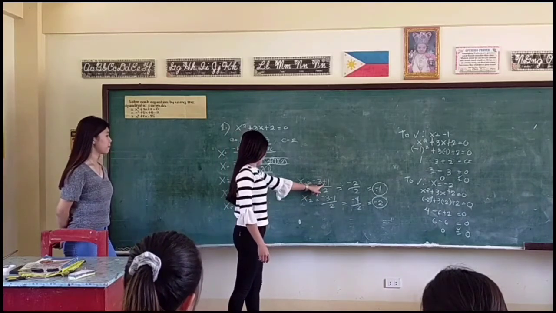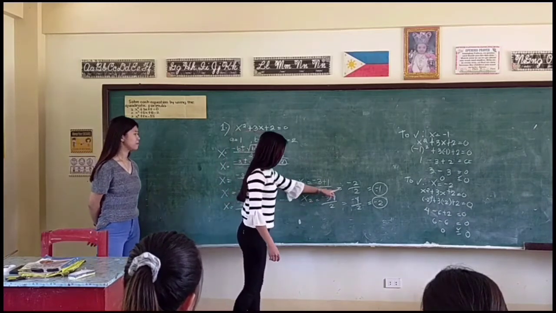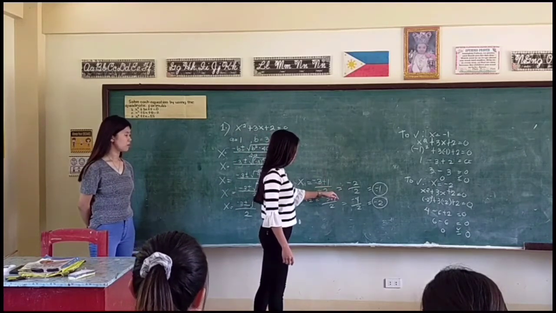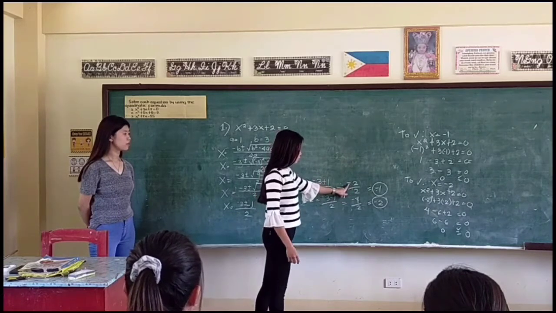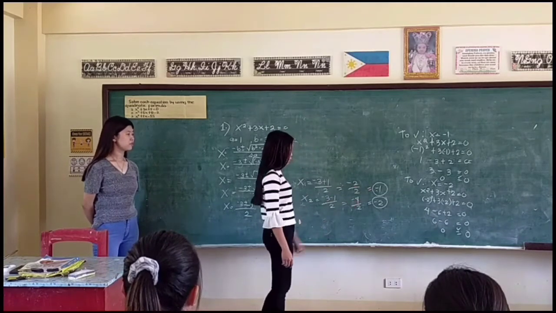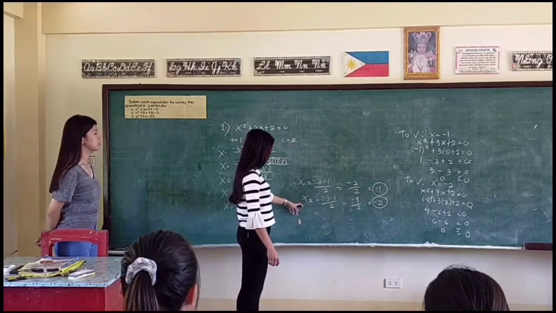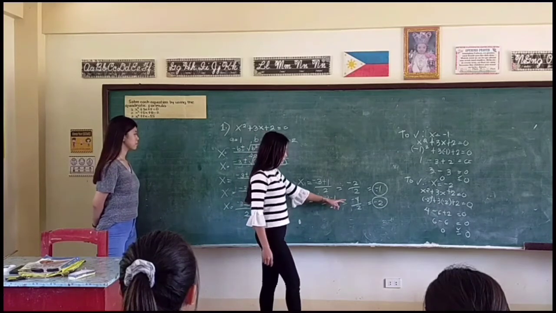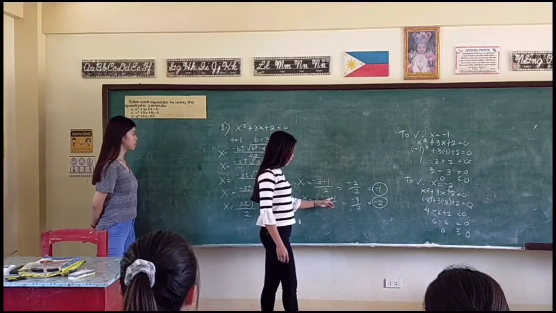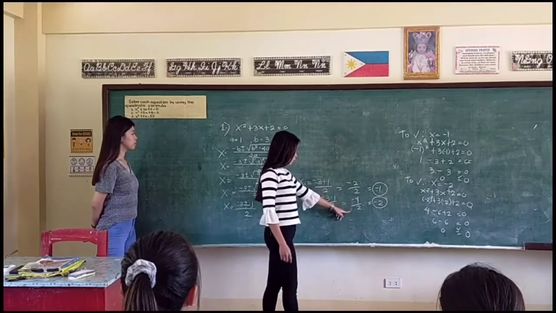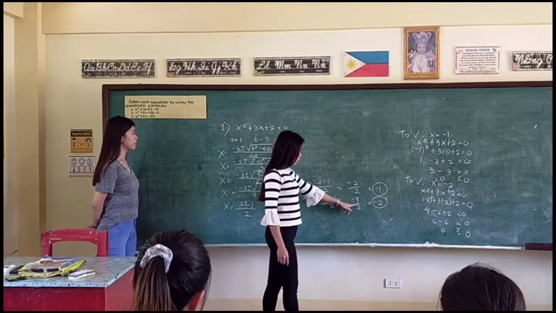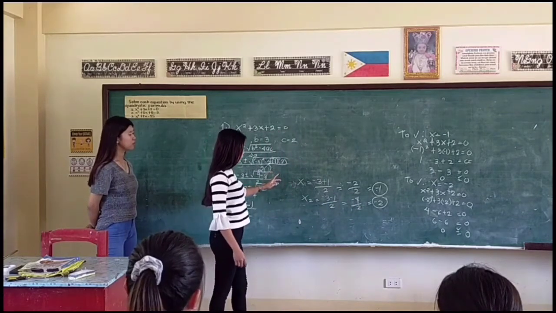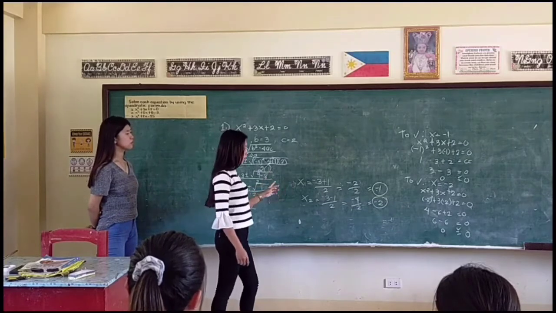Negative 3 plus 1 over 2. Negative 3 plus 1 equals negative 2, and copy the denominator: negative 2 over 2 equals negative 1. The second value of x equals negative 3 minus 1 over 2. Then negative 3 minus 1 equals negative 4 over 2. Negative 4 over 2 equals negative 2. So the two values of x are negative 1 and negative 2.